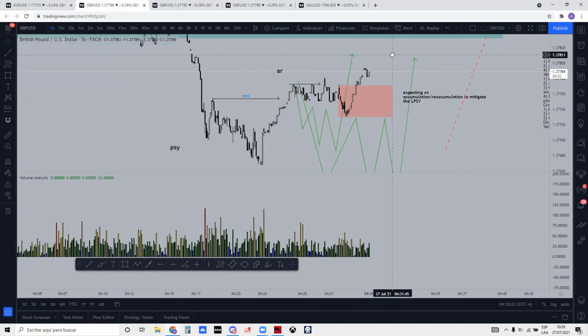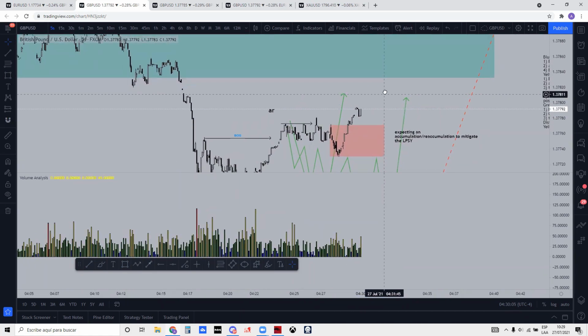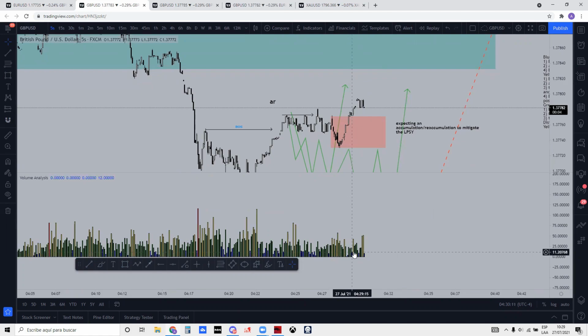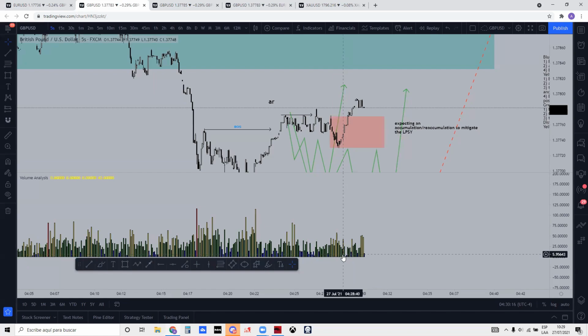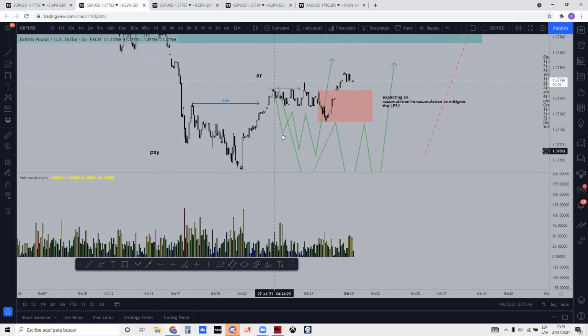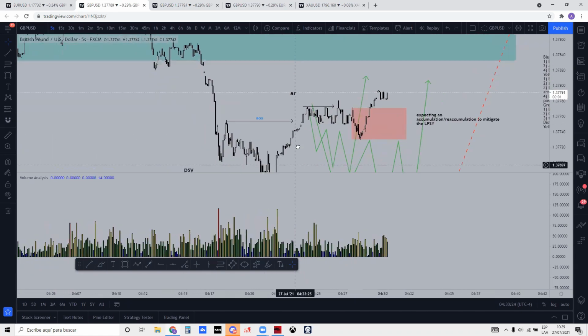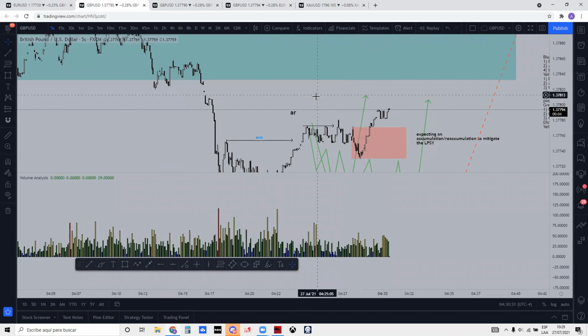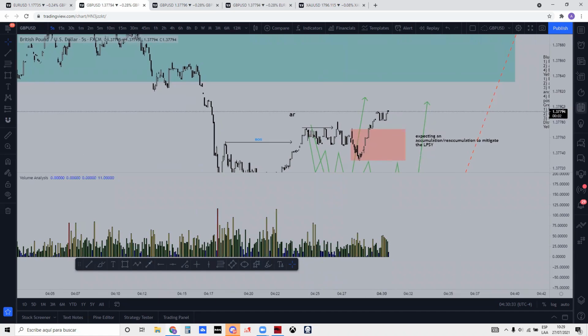The problem with this order book is that we broke the structure with decreased or sketchy volume. I don't like this volume at all. But well, sometimes in spite of having decreased volume, obviously price can continue going higher. That's okay. It's something that happens.